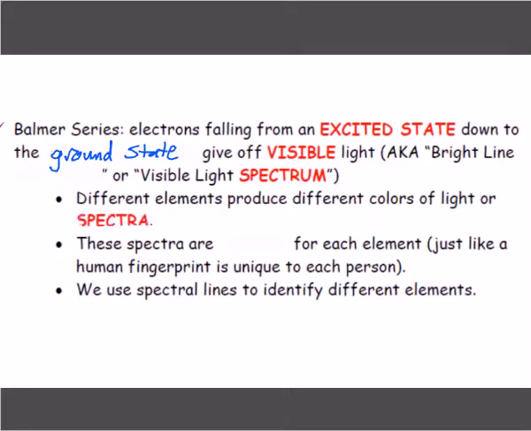Different elements, guys, produce different colors. They are unique for each element. We use the spectral lines to identify different elements. So again, the example that I'm using here is the Mars rover. This is how we can identify what elements are on Mars, what it's made up of.